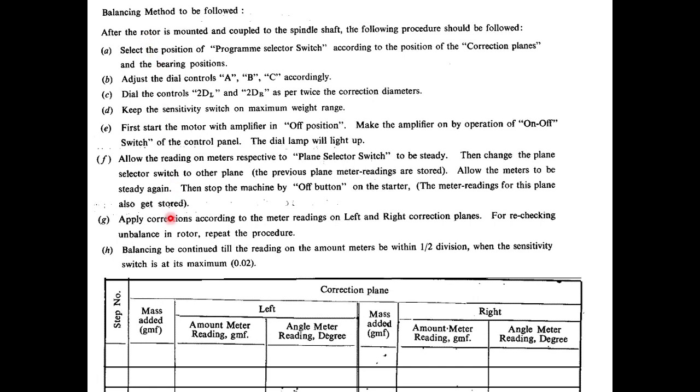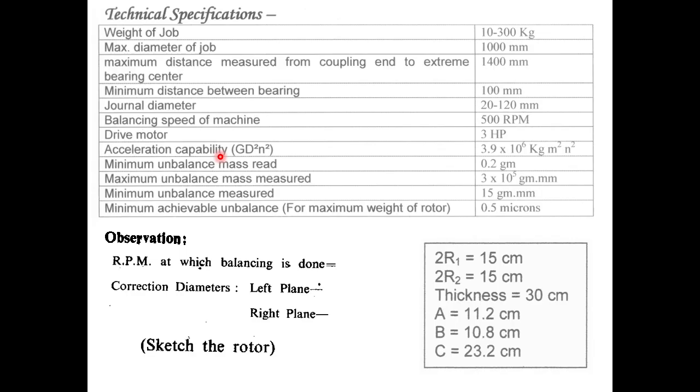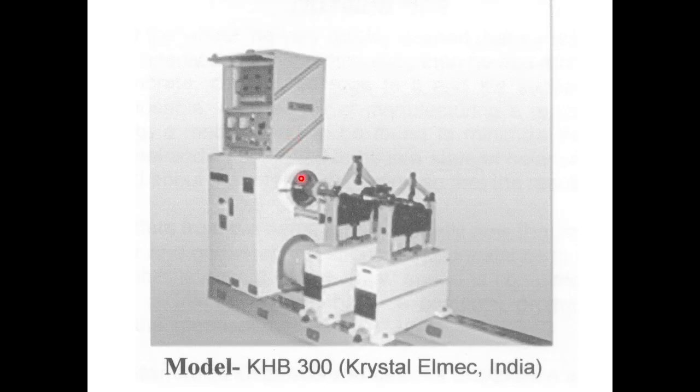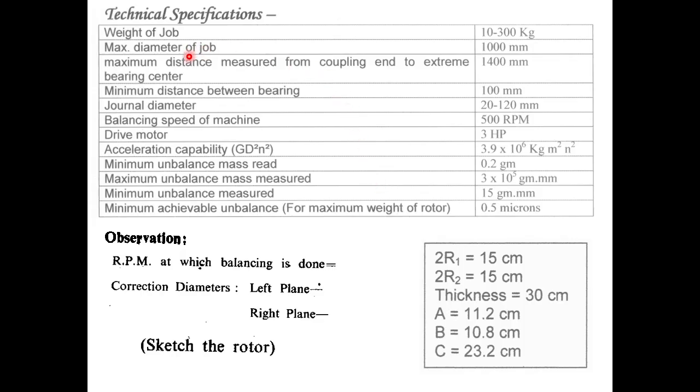Okay, this is the operating principle. You can go through it. Whatever I have explained is written here. These steps I have already explained. Now this is the specification of the particular machine which is available to us. You see some of the specification. This is the weight of the rotor, it is in job. This is an industrial machine, so they are referring to the rotor as the job.